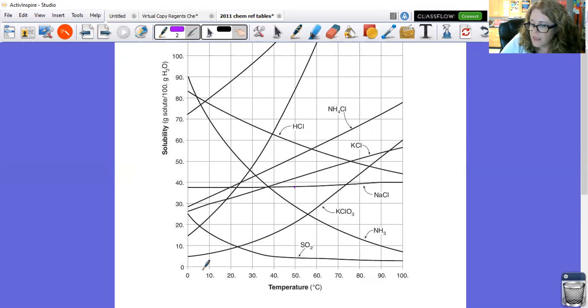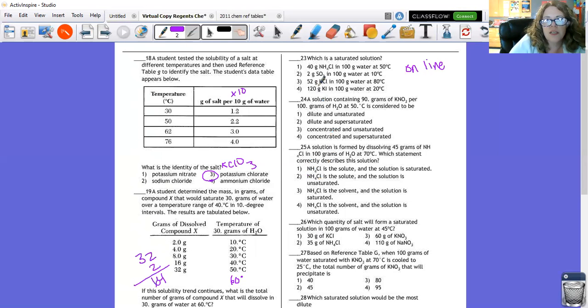Choice number 3 says 52 grams of KCl at 80 degrees Celsius. So I go to 80 degrees Celsius and I go to 52, and that's right here. And that is saturated if it's KCl, potassium chloride. Answer 3, yes, it's on the line, it's saturated. So my answer is choice number 3. If I was going to check choice number 4, it would not be saturated. It would either be below the line for potassium iodide or above.